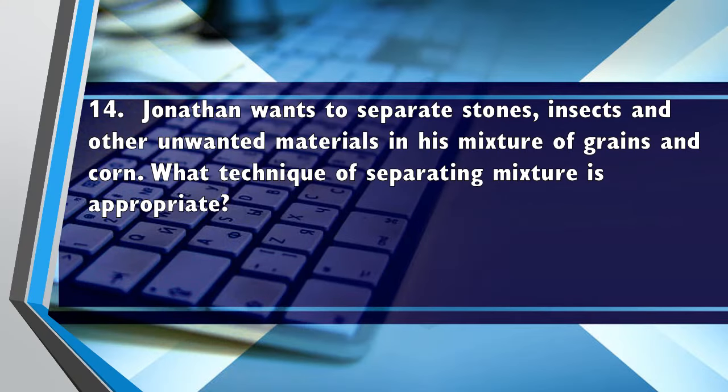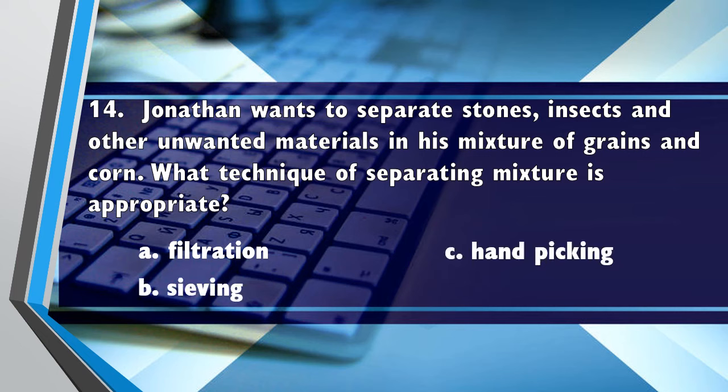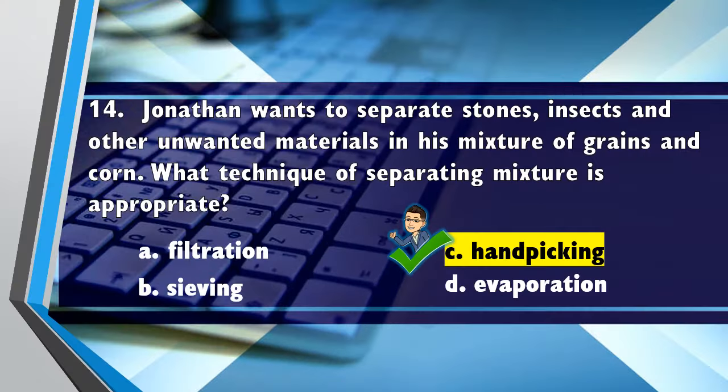Number 14. Jonathan wants to separate stones, insects, and other unwanted materials in his mixture of grains and corn. What technique of separating mixture is appropriate? A. Filtration. B. Sieving. C. Hand picking. D. Evaporation. The correct answer is letter C. Hand picking.